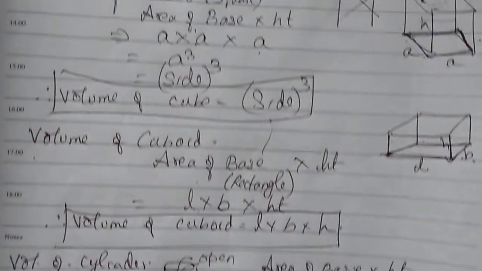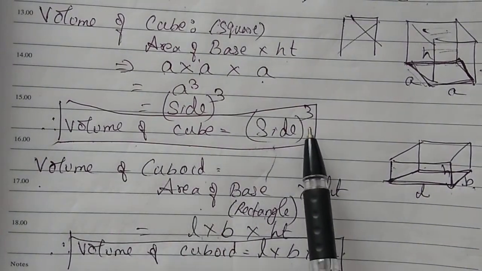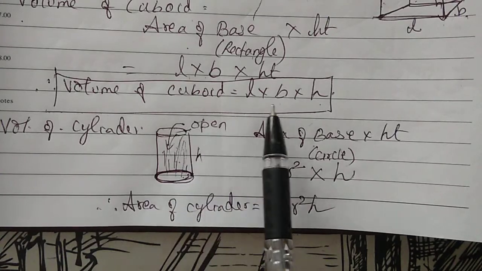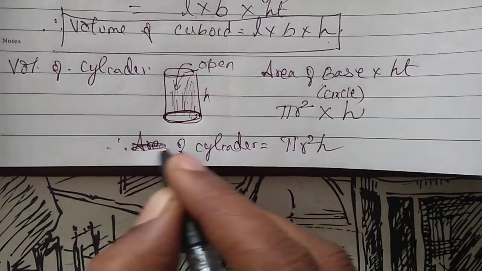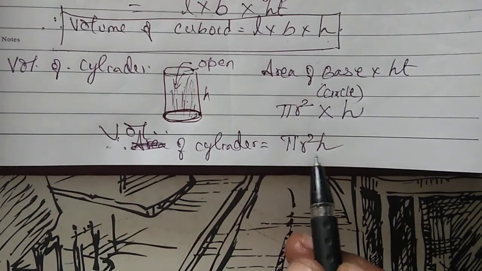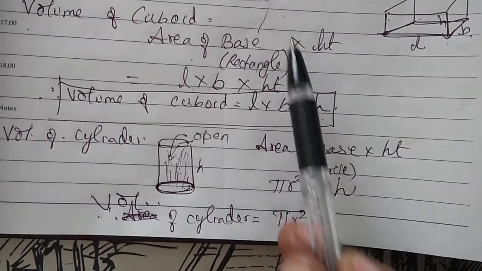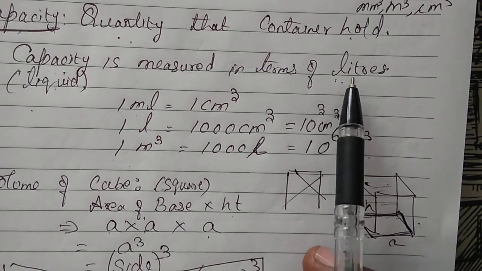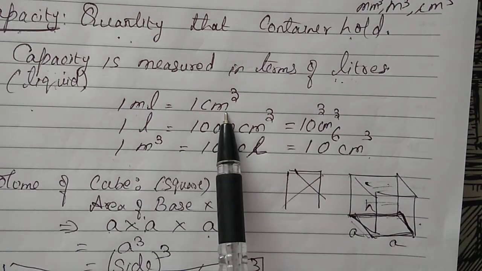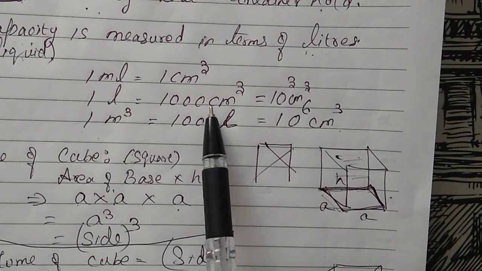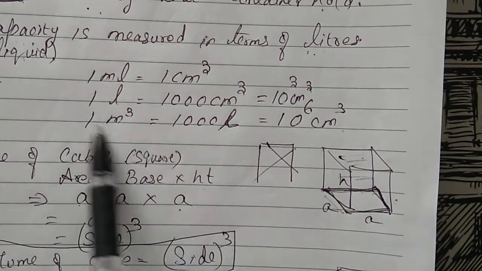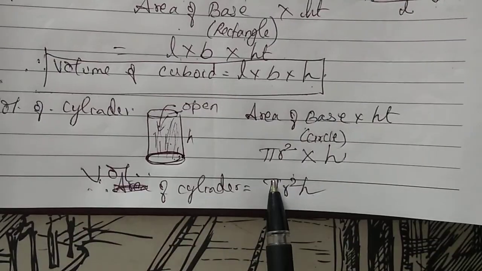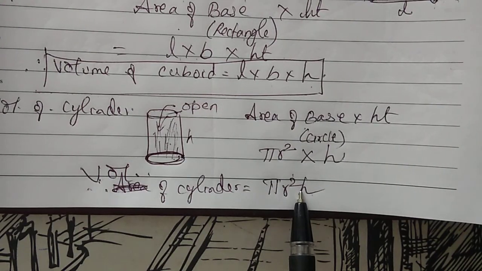Okay. So now we learned 3 formulas. Volume of cube is side cube. Volume of cuboid is length into breadth into height. What is volume of cylinder? Volume of cylinder is pi r squared h. Now using these 3 formulas, plus we learned the conversion. Capacity is always measured in liters. 1 milliliter is 1 centimeter cube. 1 liter is 1000 centimeter cube. 1 meter cube is 1000 liter. Based on this conversion and with the 3 formulas, let us start doing the exercise problems now.